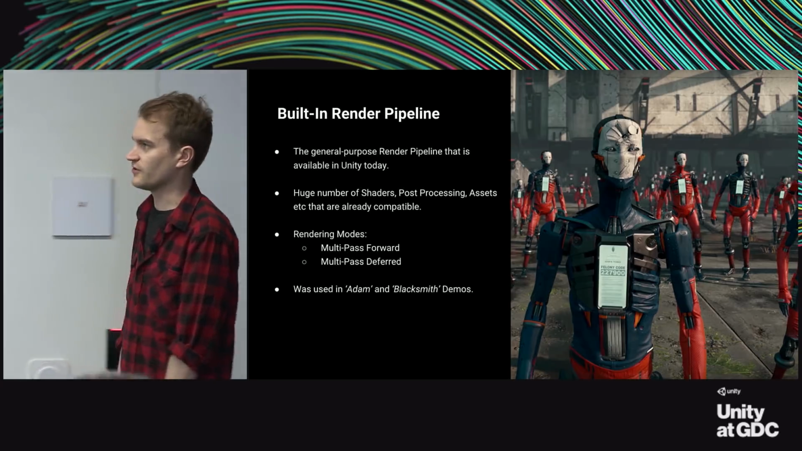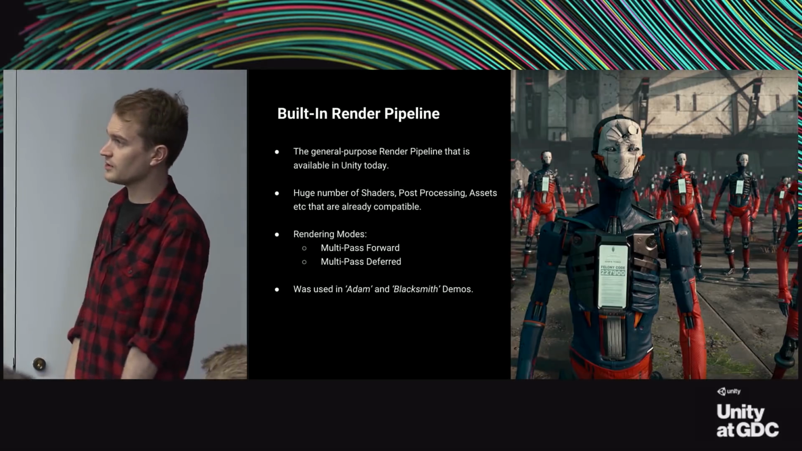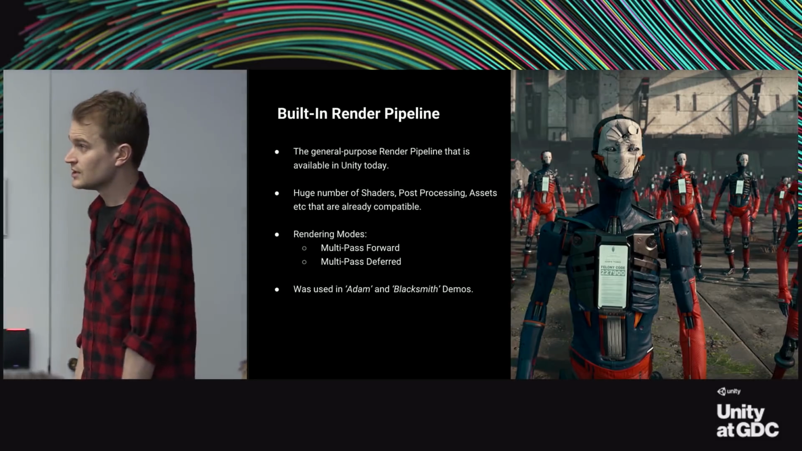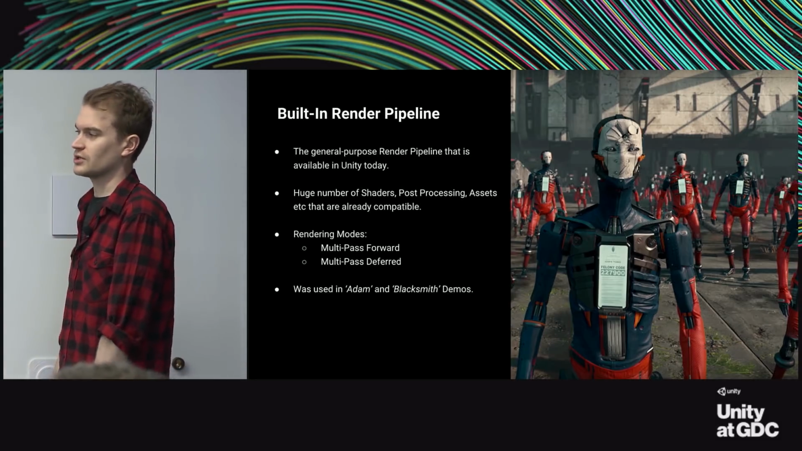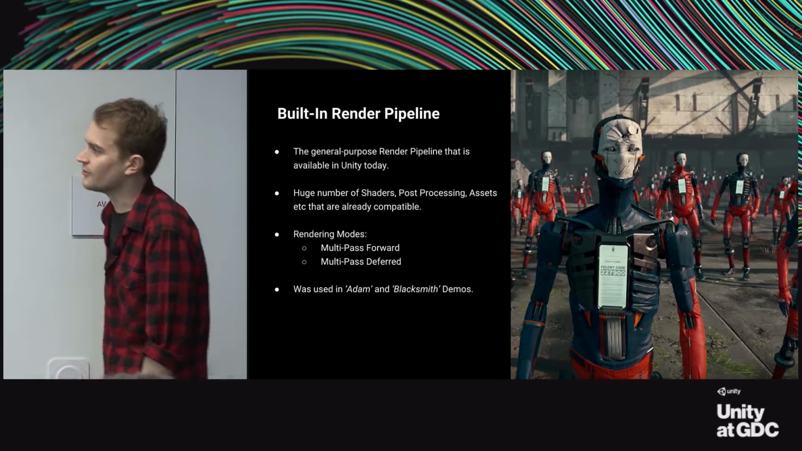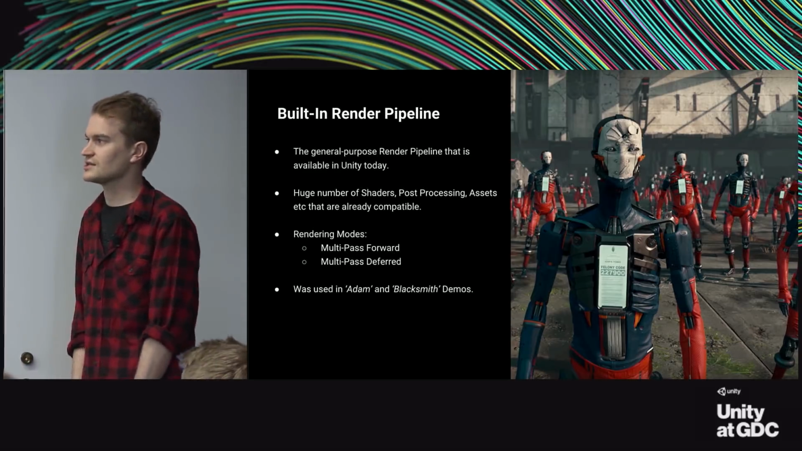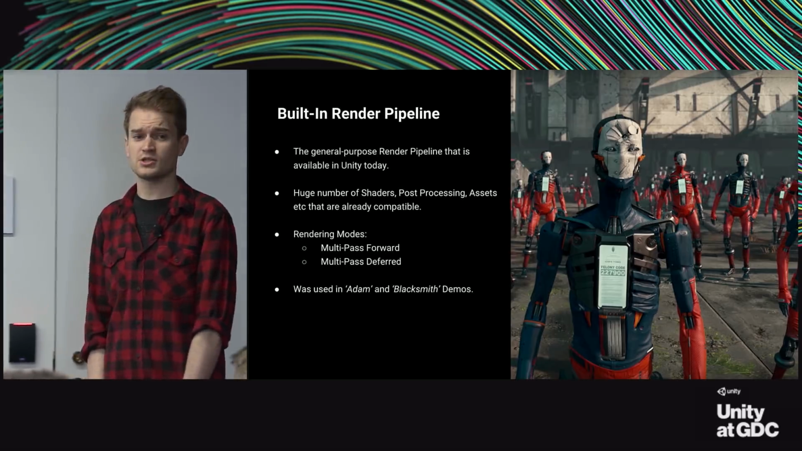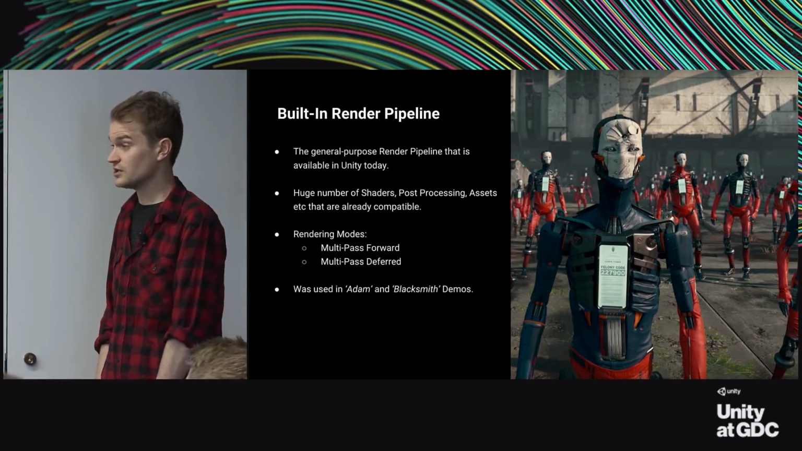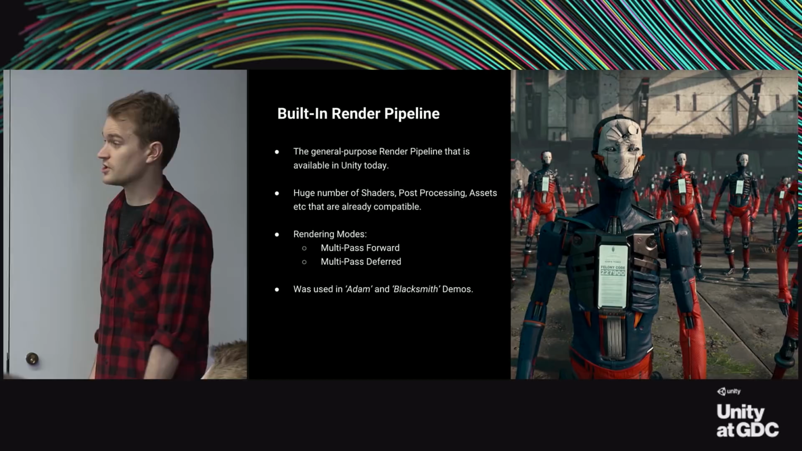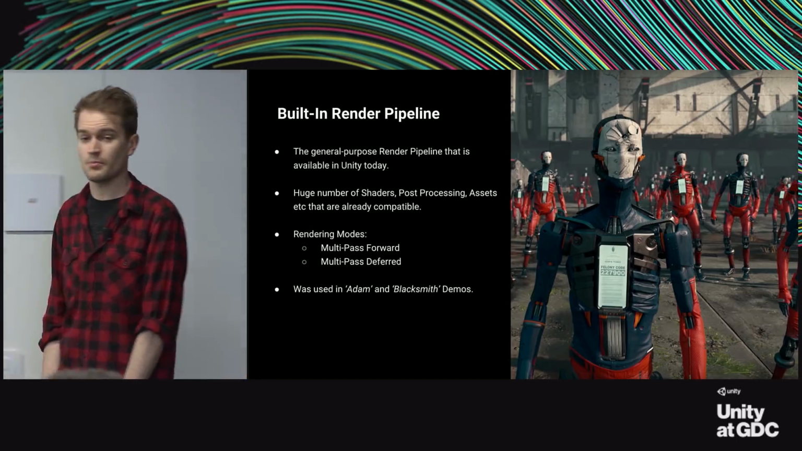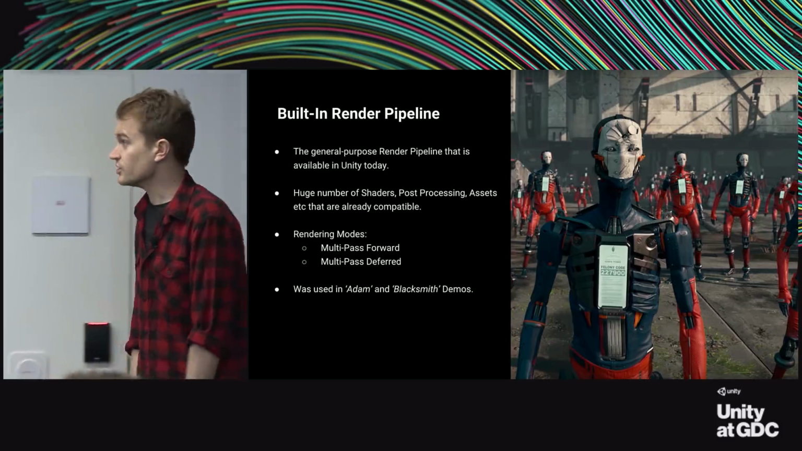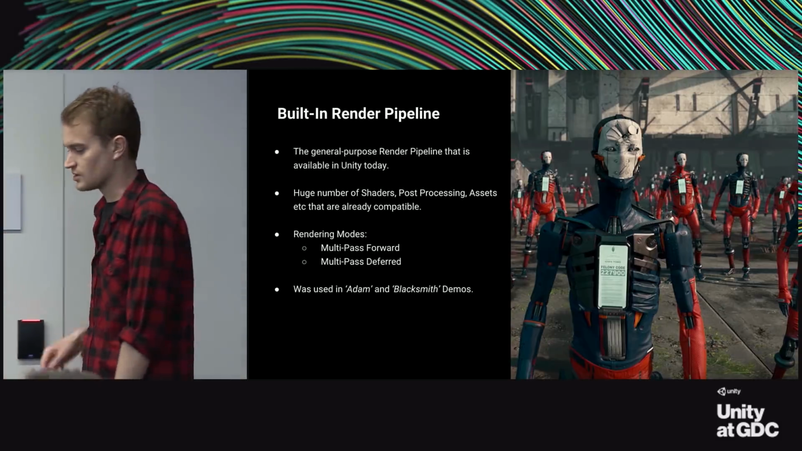So, giving a bit of background on the built-in render pipeline. It's the general purpose render pipeline that's available in Unity today. There's a huge number, it's impossible to say how many, of shaders, post-processing, assets, things that are already compatible with it. There are two different types of render modes, multi-pass forward and multi-pass deferred, depending on what situation you want. And it was used in the Adam and Blacksmith demos, and pretty much all the demos that we released at Unity. So you can do really cool stuff with this render pipeline.